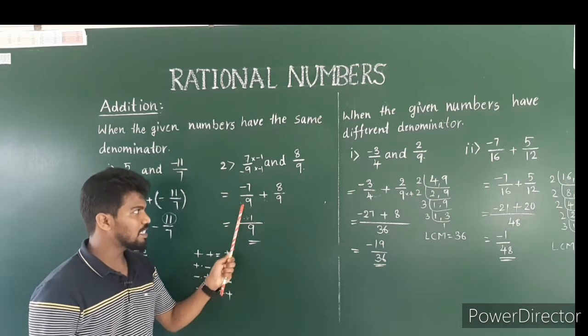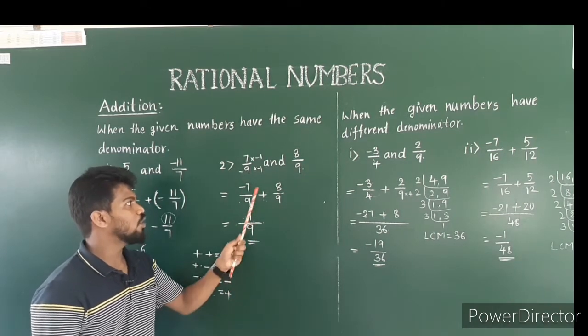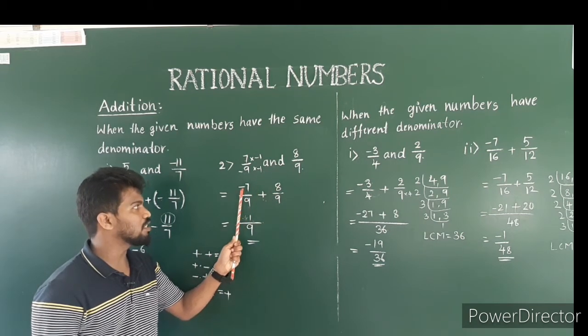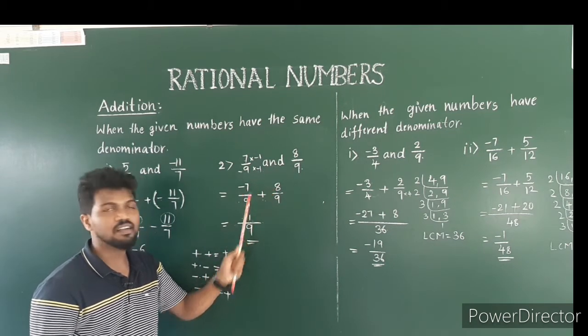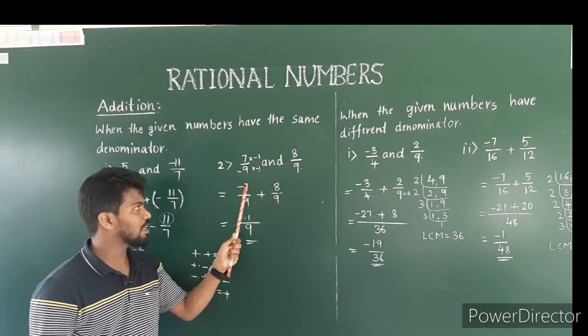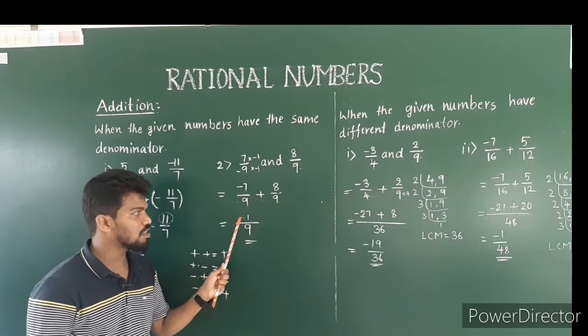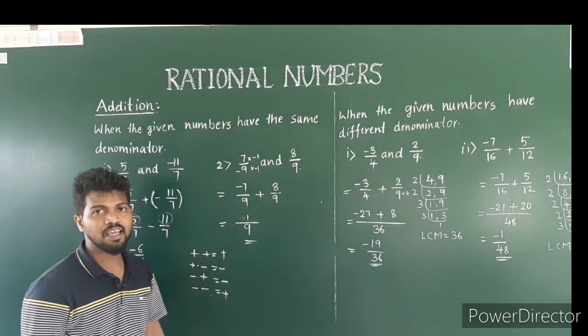Now you have a common denominator, that is 9. Both have different signs: one is minus 7, one is plus 8. So subtract: 8 minus 7 you get 1. The larger value's sign is plus, therefore the answer is 1 by 9.